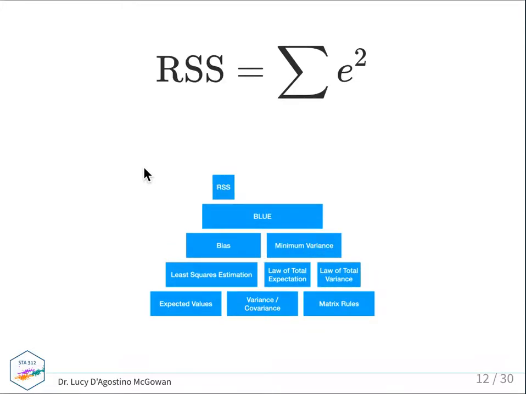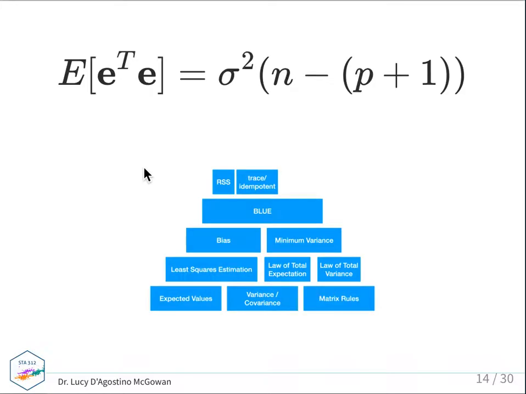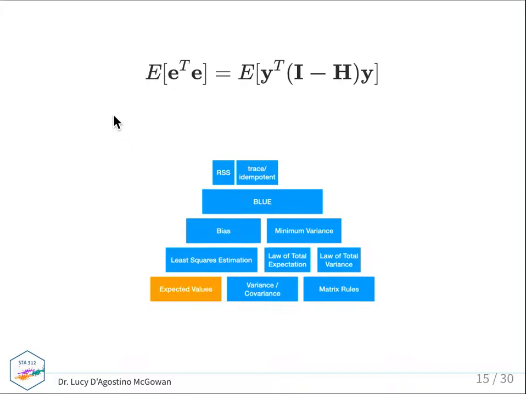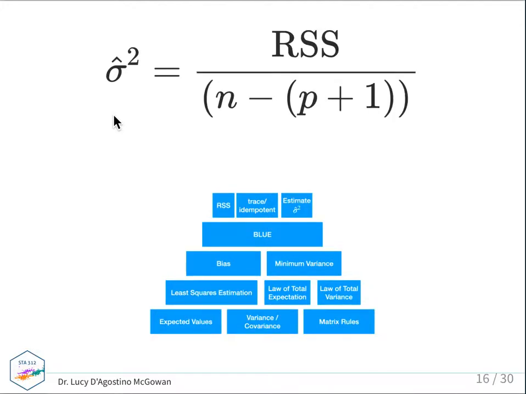And then we talked about the residual sum of squares, which is equal to just the sum of the residuals squared. And to do that, we needed to use some matrix rules. We learned about the trace. We learned what it meant to be idempotent. And that let us take the expectation of those residual sum of squares. And we were able to plug in some rules that we had learned about expected value for that.